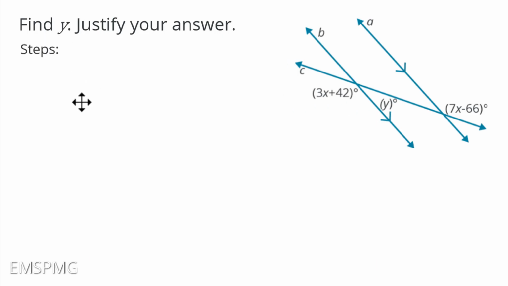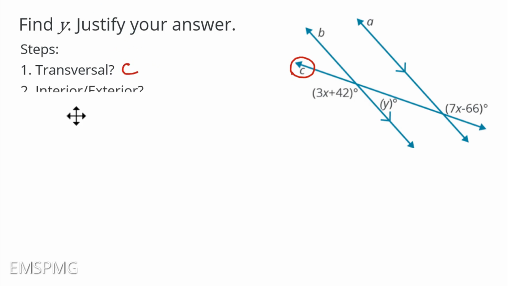Our steps are, first of all, let's go ahead and decide who is the transversal for this diagram. If I'm looking at the transversal, which of our lines intersect two or more lines, I see that line C intersects both lines B and A, so therefore C is our transversal. Next question, are the angles interior or exterior? So if I'm looking here, again, y is kind of by itself.